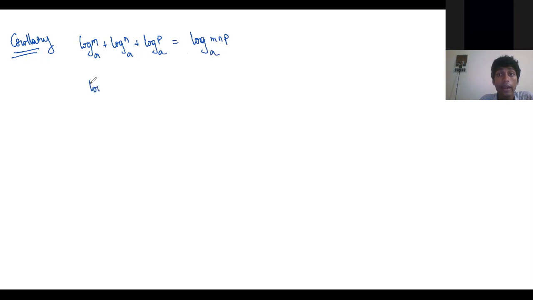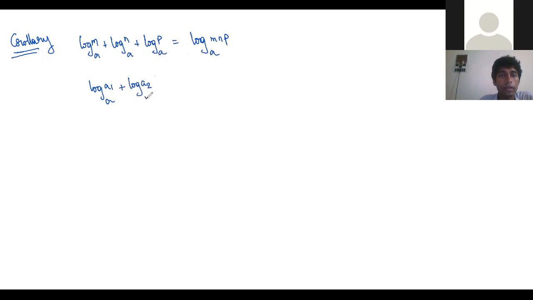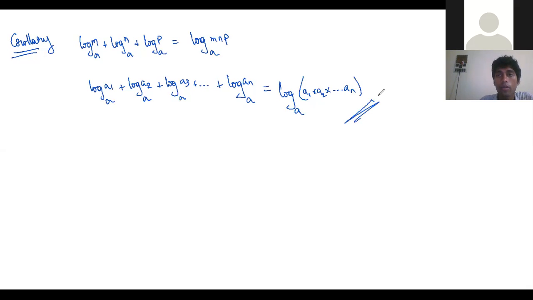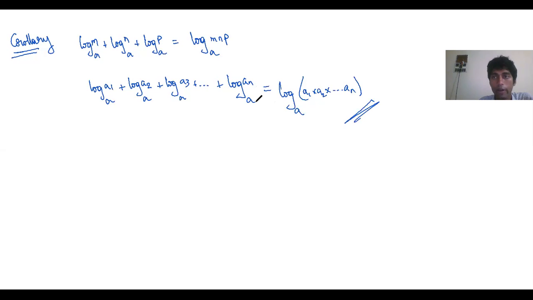And like that, if you have n terms, all of them will be multiplied. Let us say you have log a1 base a plus log a2 base a, and you have log a3 base a, so on till log an base a. On adding all of this, you get log of a1 into a2 into so on till an to the base a. So this is known as the corollary. Generally many theorems have corollary theorems also. Is this clear?